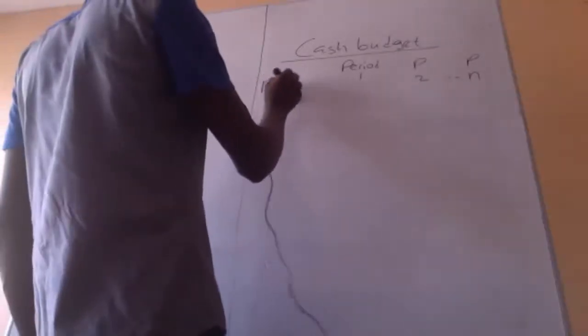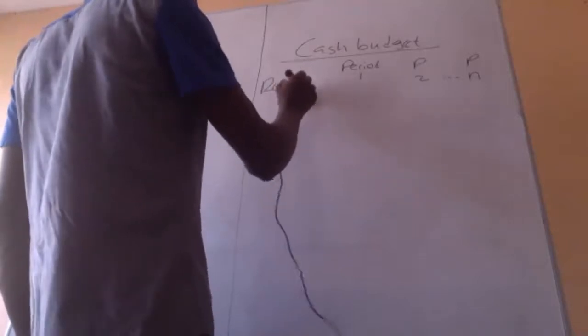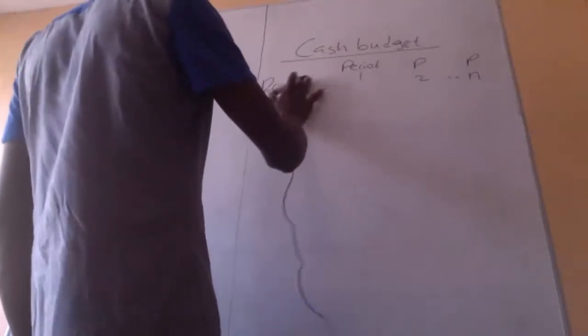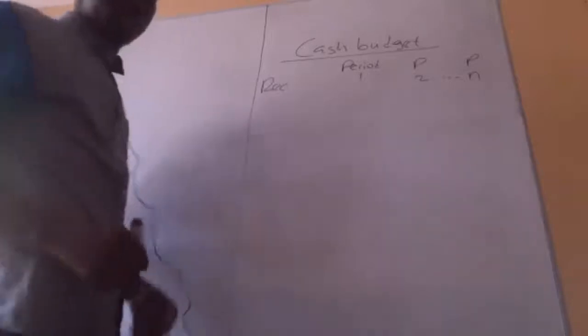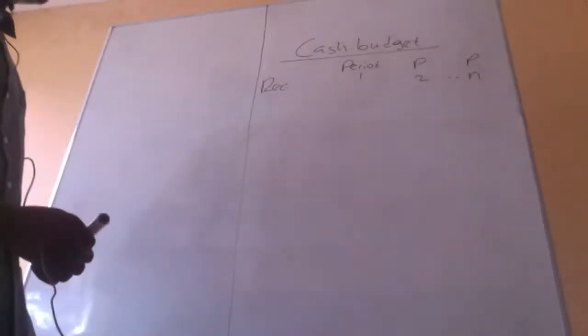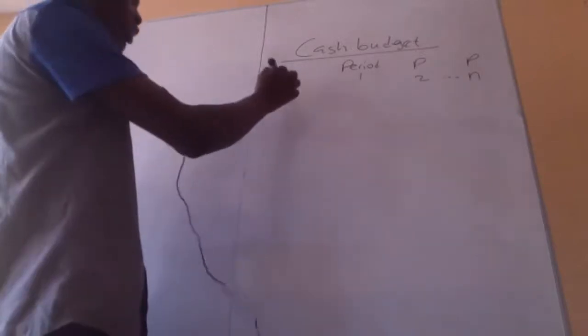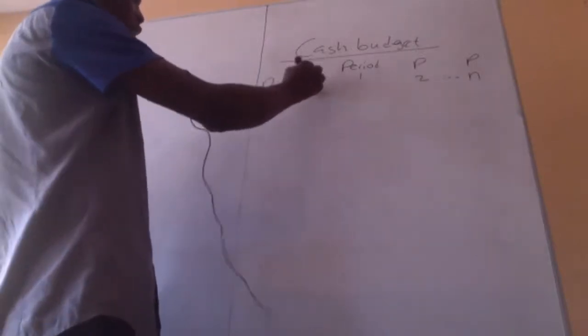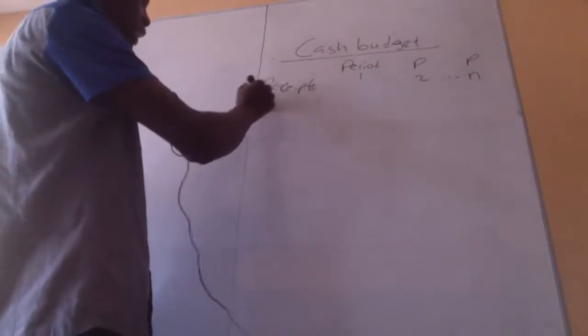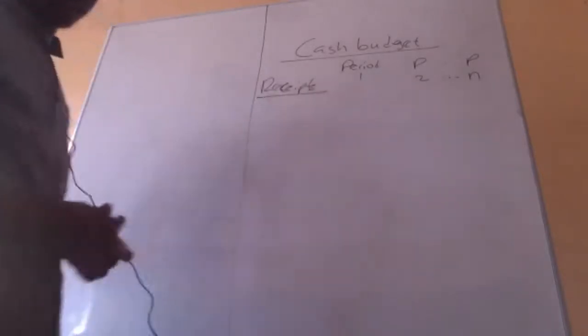Good. Then you start with your receipts. All the receipts, one side. So you should record all your receipts, all the receipts, one side.